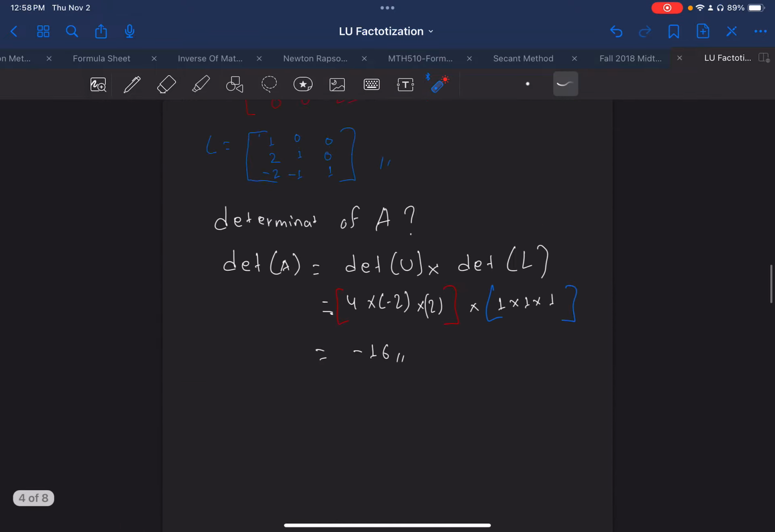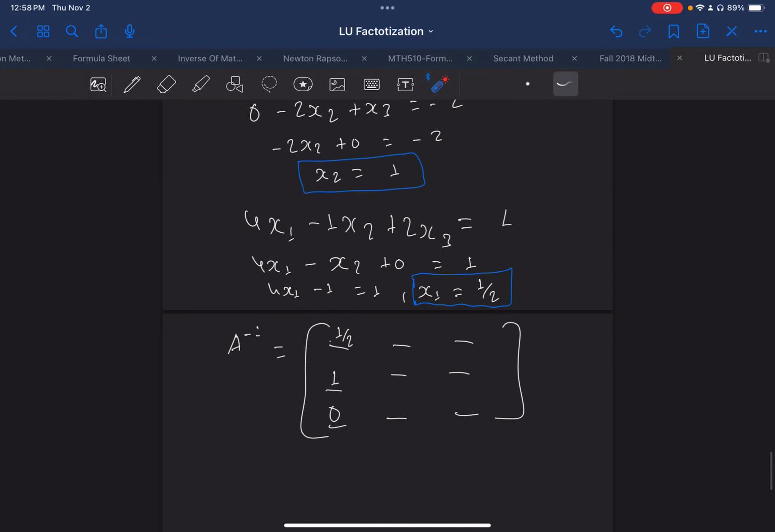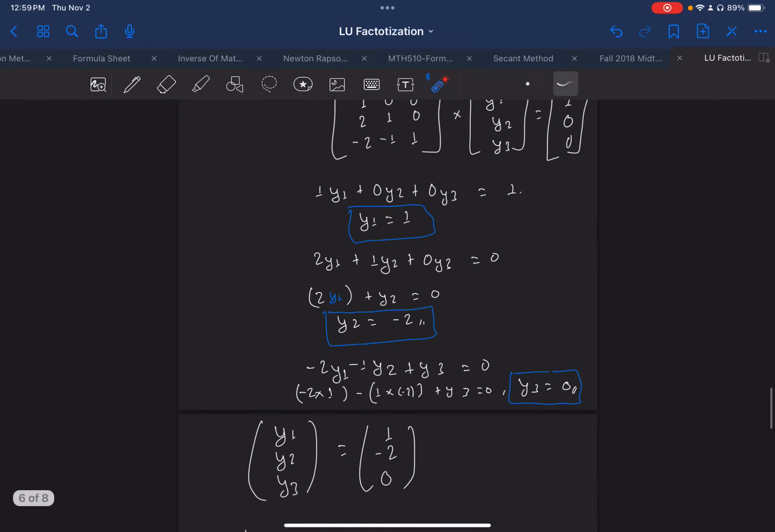So let's recap. I'm not going to do all of this because it is super tedious and the video would be super long. I just wanted to give you an idea of how to find the A inverse. This is how you do it.